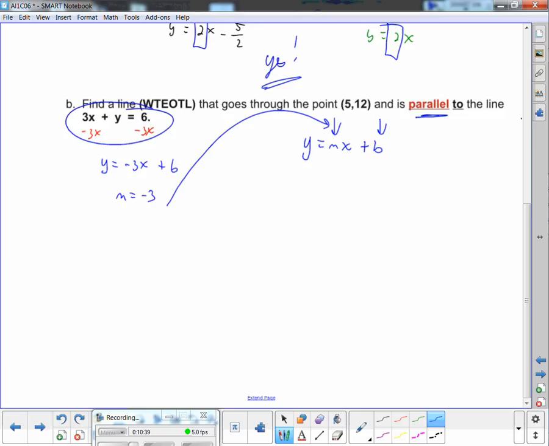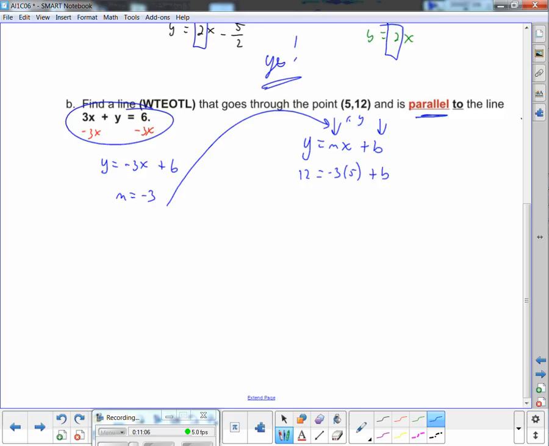I've got m. How do I get b of our new line, the one that goes through the point (5, 12)? Abby? Subbing the values in and solving. Exactly. So we've got x and y for our point. Let's put in the 12 for the y, our negative 3 for m, and our 5 for the x, plus b.